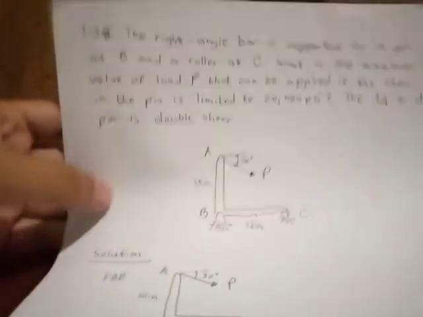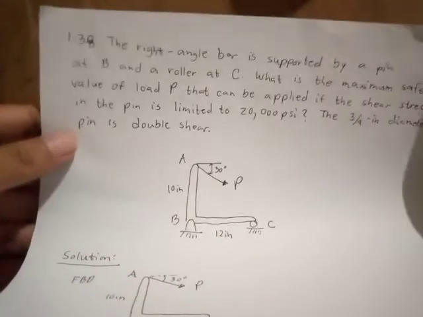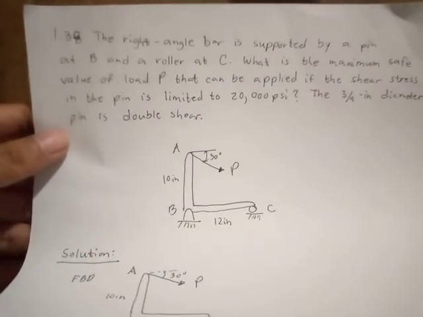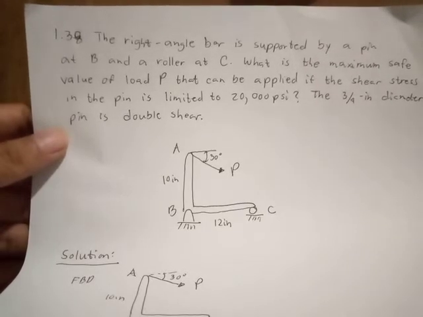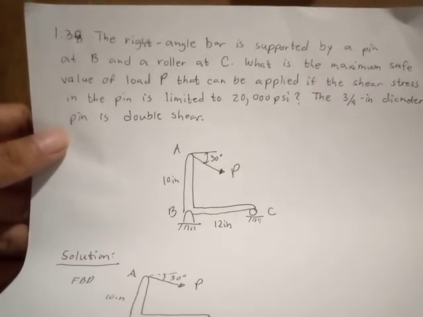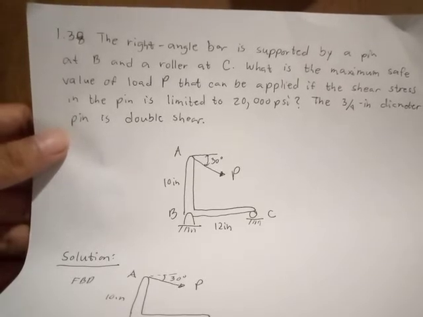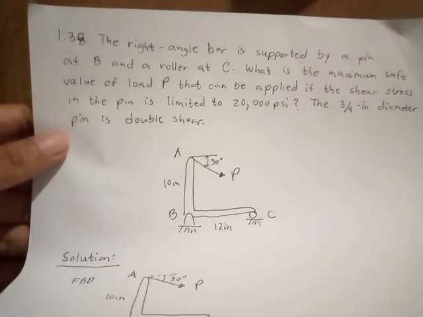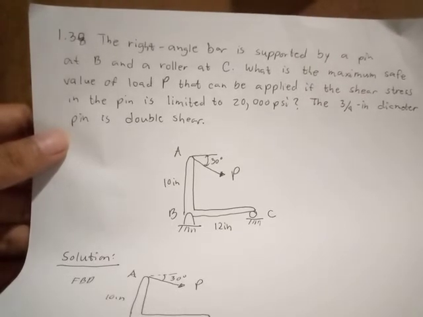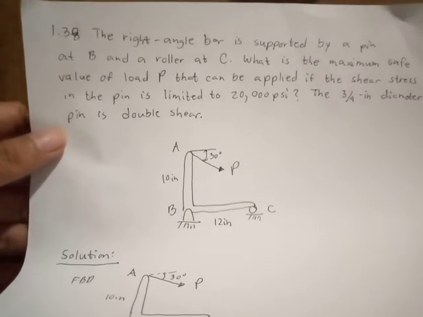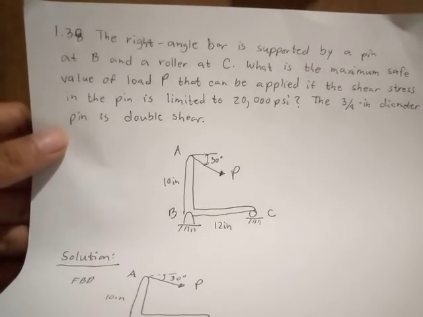So, let's have our last example for this video, and the 10th example as a whole para sa subject matter natin. So, 1.38. The right angle bar is supported by a pin at B and a roller at C. What is the maximum safe value of load P that can be applied if the stress in the pin is limited to 20,000 psi? The 3/4 inch diameter pin is in double shear. Double shear na naman, so doble yung area niya, left and right.